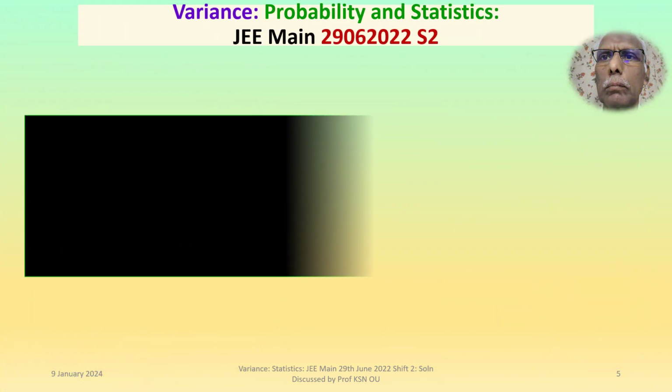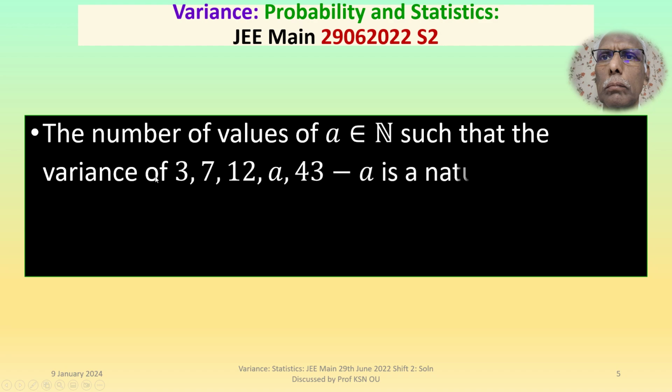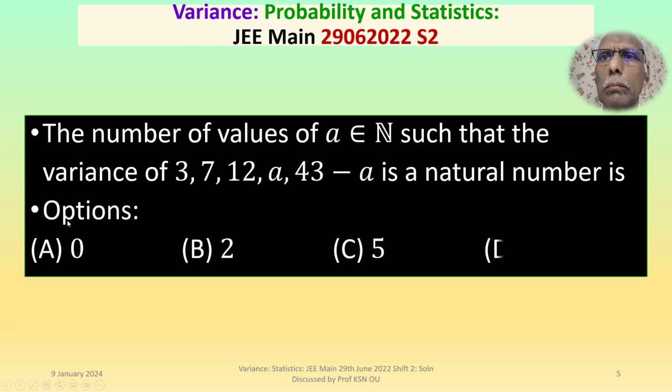The given question is: the number of values of A belonging to N, the set of natural numbers, such that the variance of 3, 7, 12, A and 43 minus A is a natural number, is? We are given four options. Option A, 0. Option B, 2. Option C, 5. Option D, infinite.